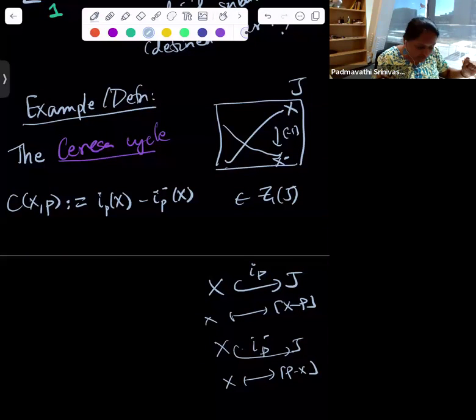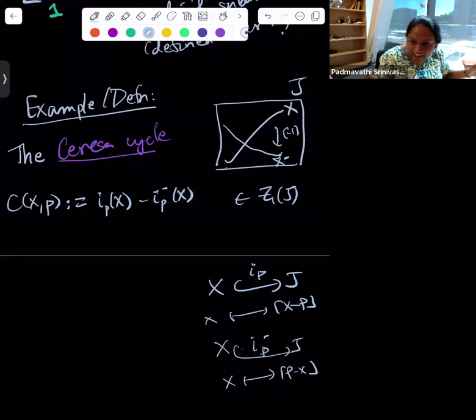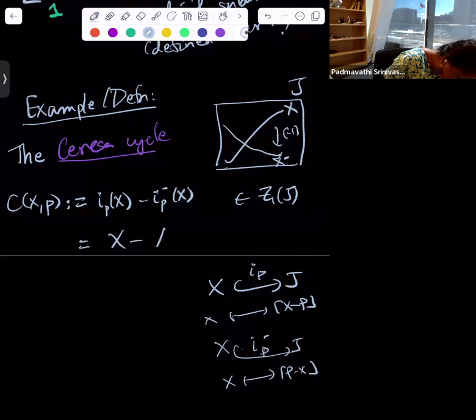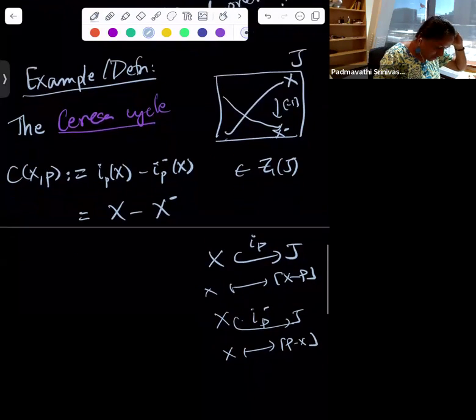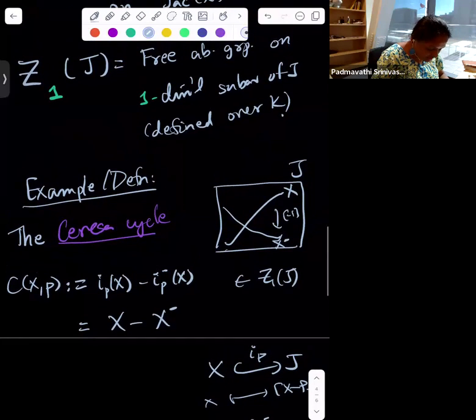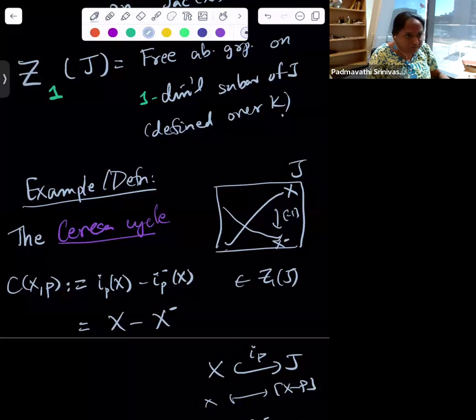If you just want a sing-song way of remembering what the Ceresa cycle is, sing to yourself X minus X minus, but make sure you put the minus signs in the right place. It's the cycle, all right? And I'm allowed to take these differences in this free abelian group, right? I'm allowed to add and subtract one-dimensional subvarieties.